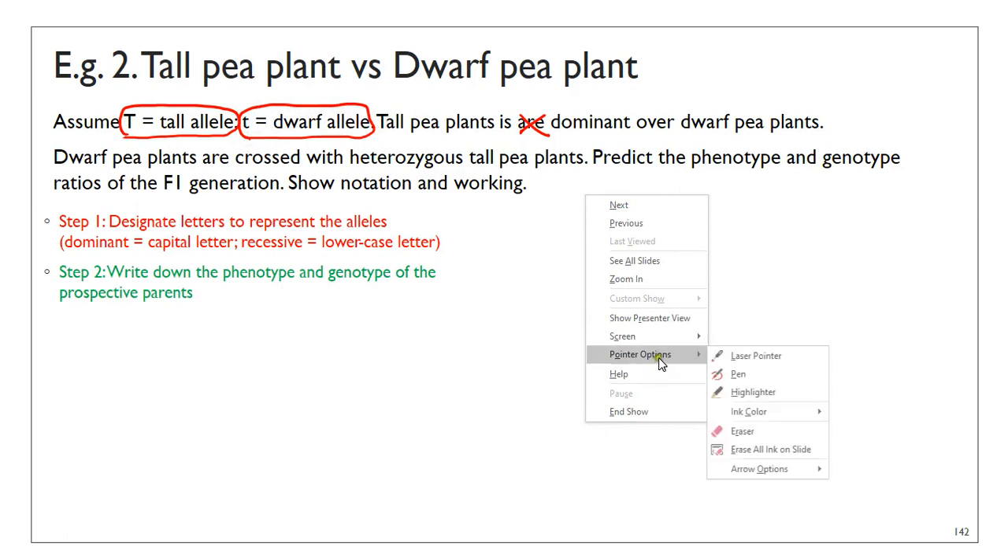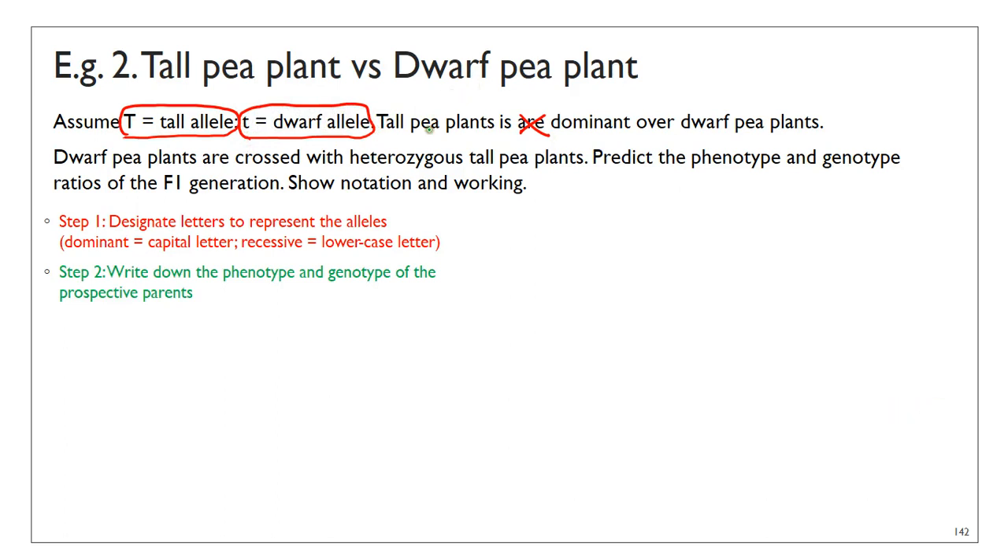Step 2, write out the phenotype and genotype of the prospective parents. I think we're given the phenotype, so we know that one of the parent plants is going to be the dwarf pea plant. The dwarf pea plants are crossed with heterozygous tall. So this is the phenotype of the parents. One is short or dwarf, the other is tall.